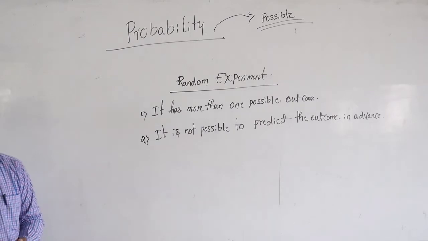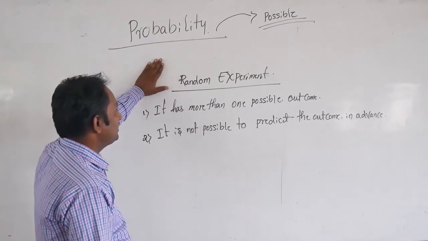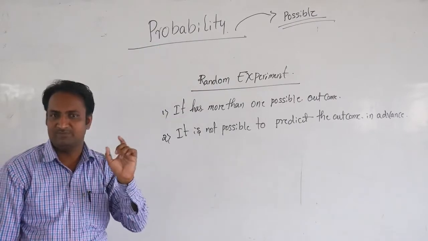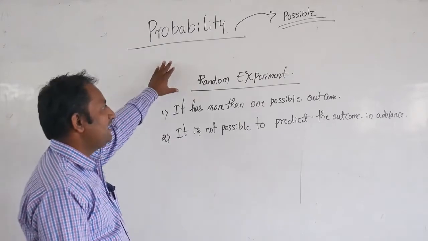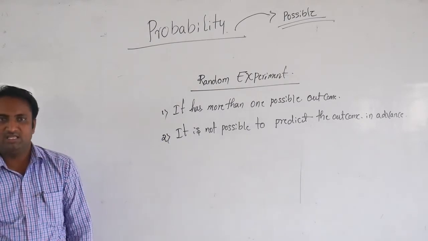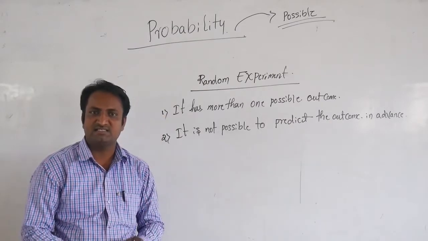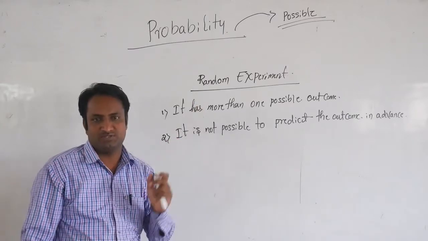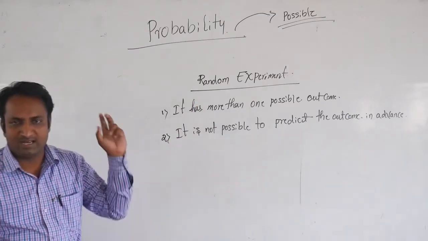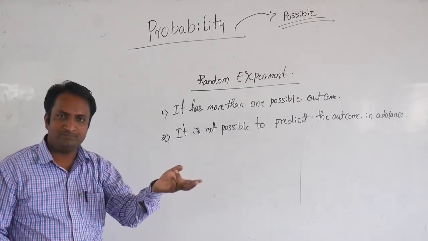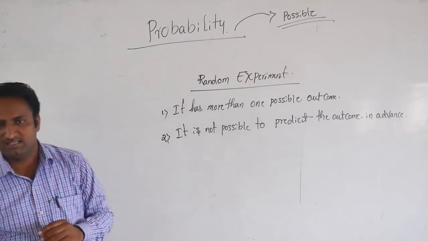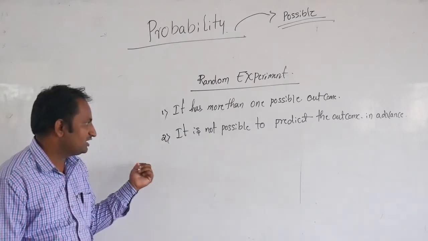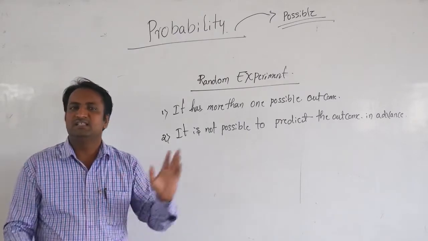Random experiment. We should know the term random experiment. An experiment is said to be random if it satisfies two conditions. First, the experiment consists of more than one outcome. As well, the next condition is that it is not possible to predict the result in advance.